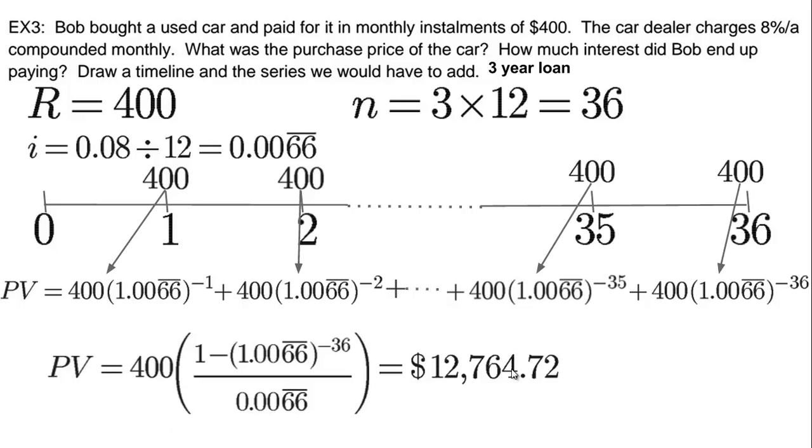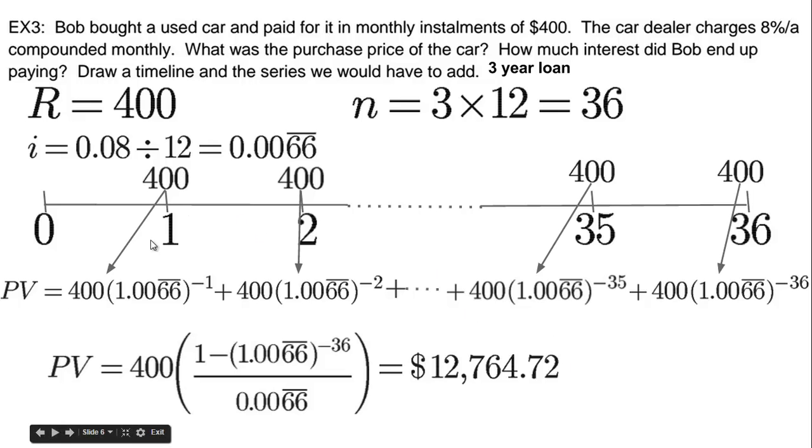Now I just ask you to listen carefully to me because I forgot to answer the second part of the question on the PowerPoint. If Bob... how much interest did Bob end up paying is answered by the question, how much did Bob pay? And so how much did Bob pay is 400 plus 400 plus 400 plus 400, 36 times. So that's a total of $14,400. He paid out of pocket $14,400. How much interest did he pay?